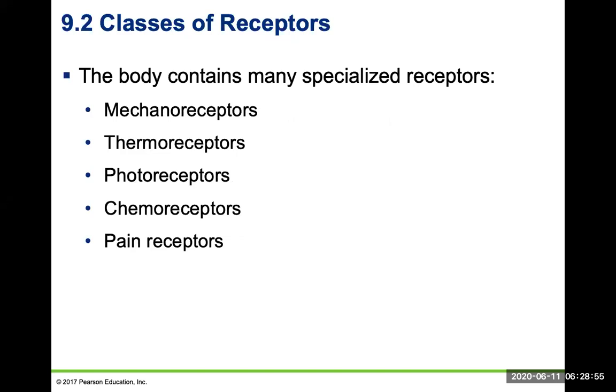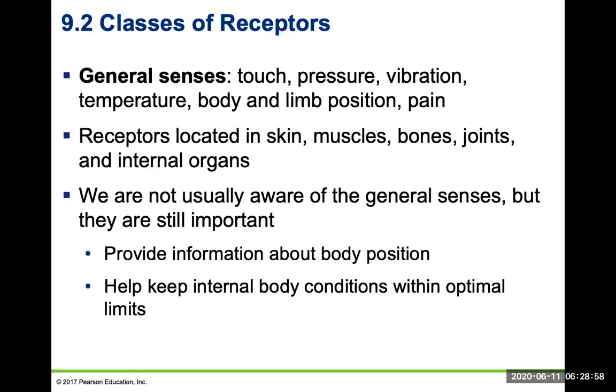Here are specialized receptors, and we'll go through these. General senses include touch, pressure, vibration, temperature, body and limb position, and pain. Receptors are located in skin, muscles, bones, joints, and internal organs. We're not usually aware of the general senses, but they are still important. They provide information about body position and help keep the internal body conditions within optimal limits.